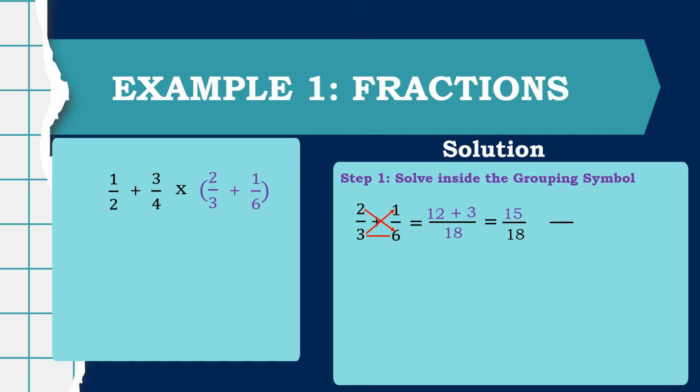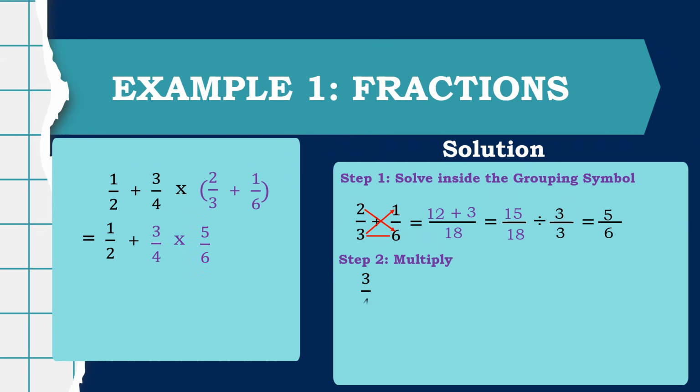So 15 and 18 are both divisible by 3. So 15 divided by 3 is equal to 5. 18 divided by 3 is equal to 6. So the answer inside the parentheses is equal to 5/6. Next, what do you think our second step? Alright, second step is multiply.